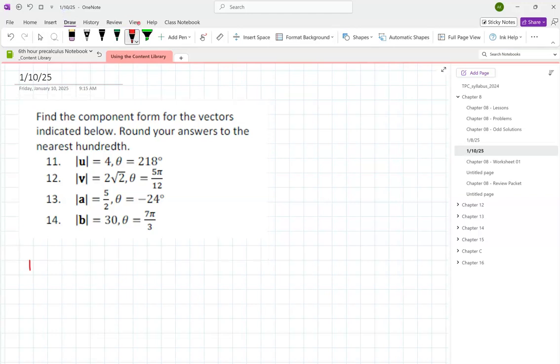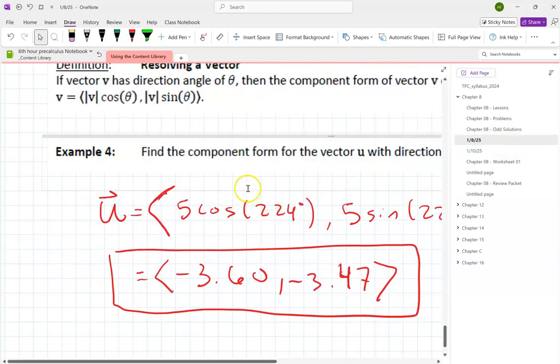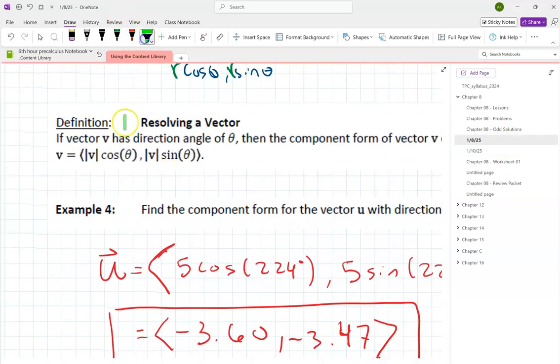All right, so 12. If we do 10 after that too. Okay, so if I go back and I look, what I want is the resolving vector to component form formula. So I'm just going to use this guy right here from last time.